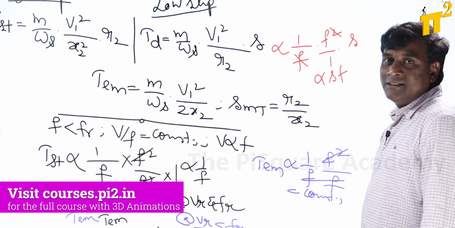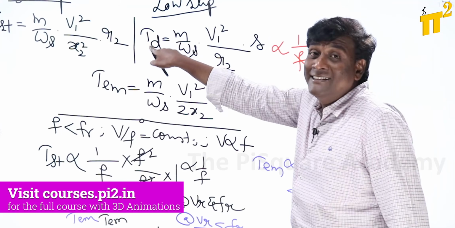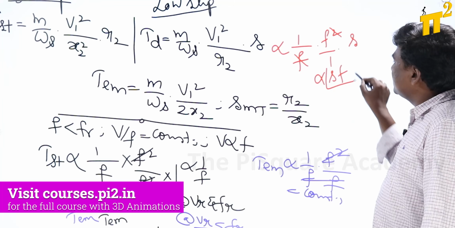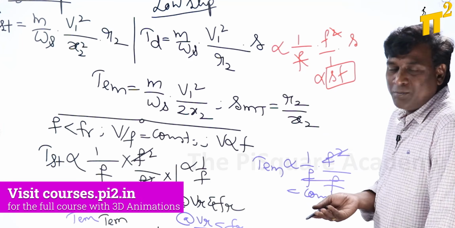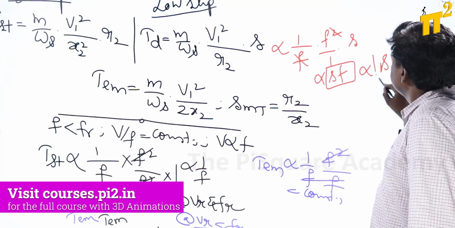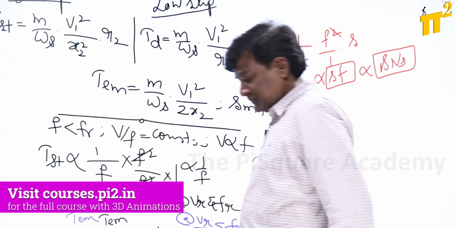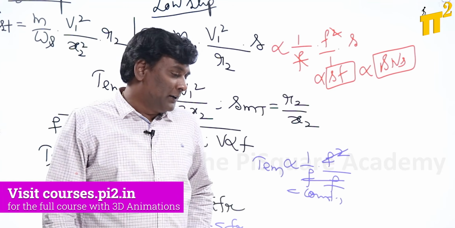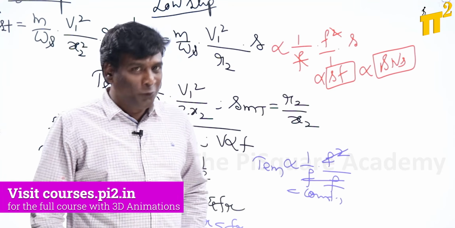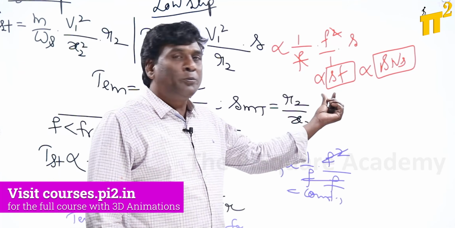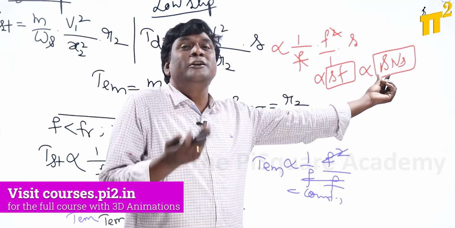That's why we say in order to maintain the constant torque requirement of the load, slip frequency should be constant. Frequency is directly proportional to NS only, so S into NS should be constant. Of course, one time an old GATE question came here, and we'll see that old GATE question now. Now, slip frequency should be constant or slip speed should be constant.